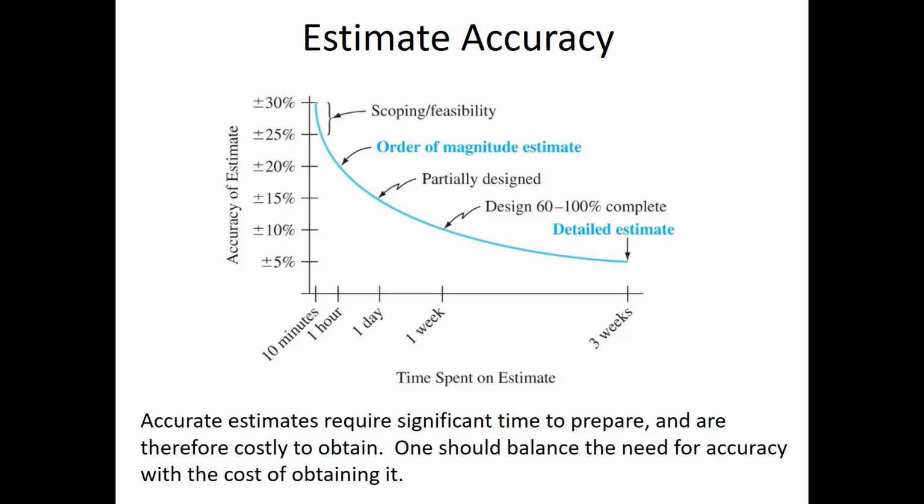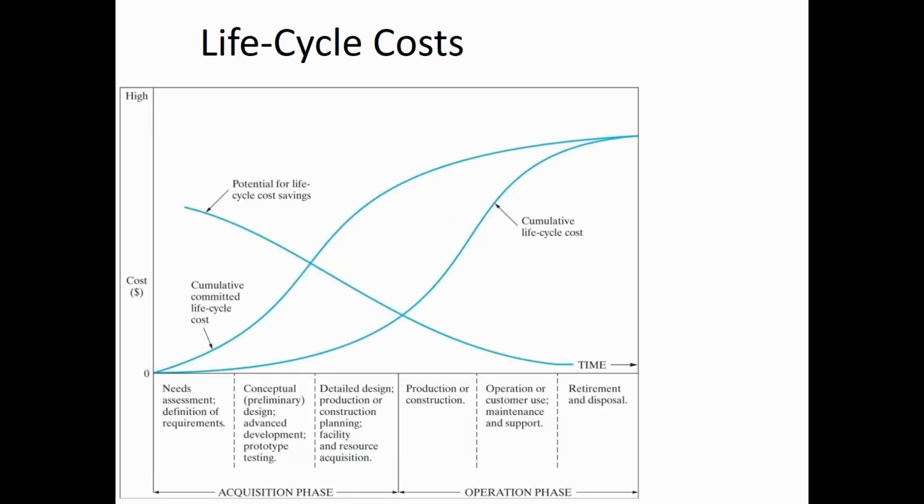But some projects don't justify that importance on accuracy, where maybe a one-day effort with 15% accuracy is the right amount of accuracy, compared to spending a week instead of a day, and all it's doing is narrowing down the accuracy from 15% plus or minus to 10% plus or minus. So, that's an important cost estimate concept, that there's a trade-off between preparing the cost estimate and the value of accuracy.